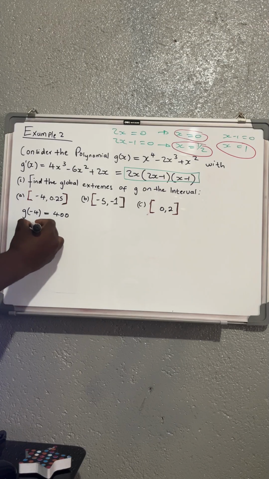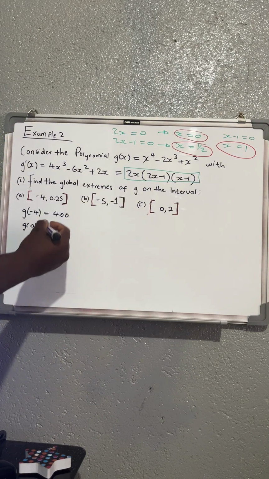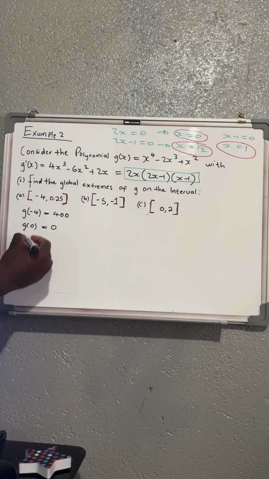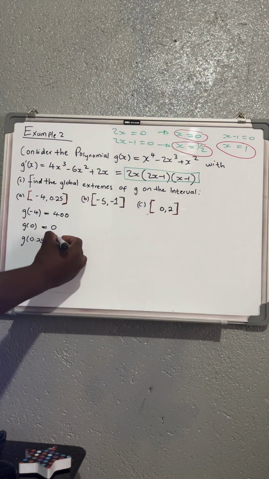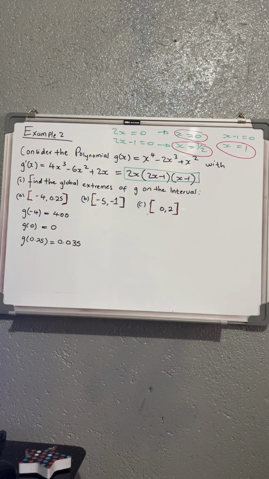Then we can say we have g of 0. What are we getting if we input 0 into this one? If we input 0 everywhere, we're just going to get 0. Then we check again, we don't have any other value falling within this range, so we use the last one, which was 0.25. We input it into the original and we get 0.035.